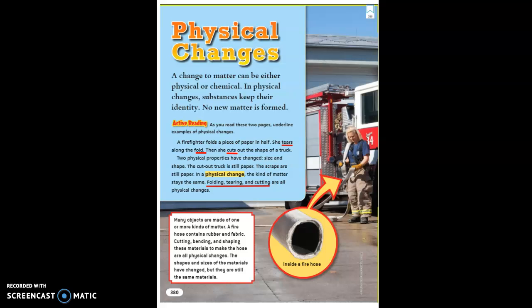A fire hose contains rubber and fabric. Cutting, bending, and shaping these materials to make the hose are all physical changes. Okay? The shapes and sizes of the materials have changed, but they are still the same materials.